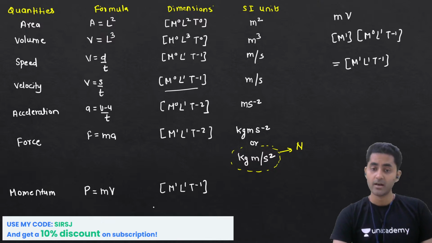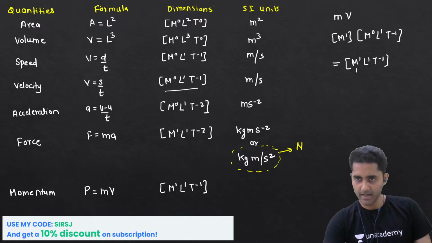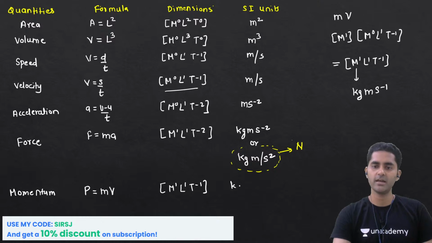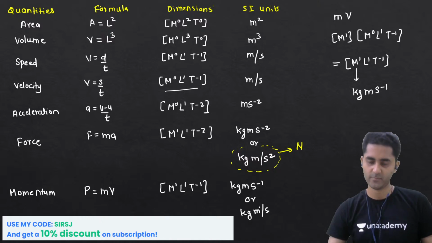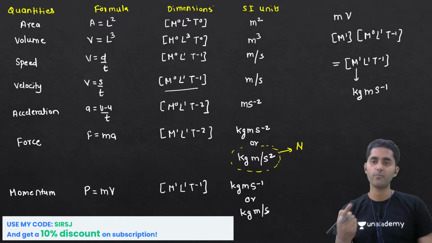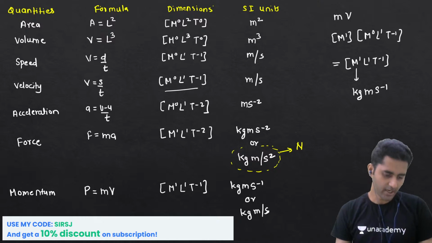Now let's talk about its unit. Mass would be kg, length would be meter, and time inverse, so it would be kg meter second inverse, or you can write it as kg meter per second. So kg meter per second is your SI unit of momentum, right? Shall we move ahead?